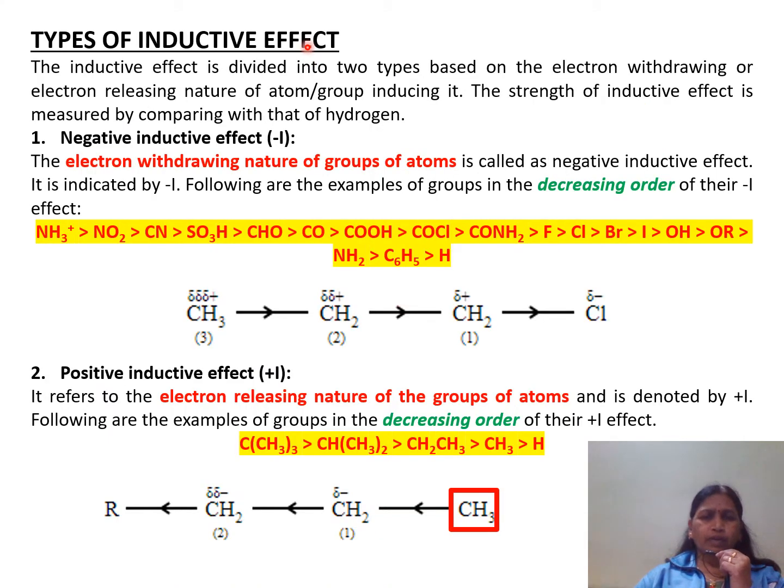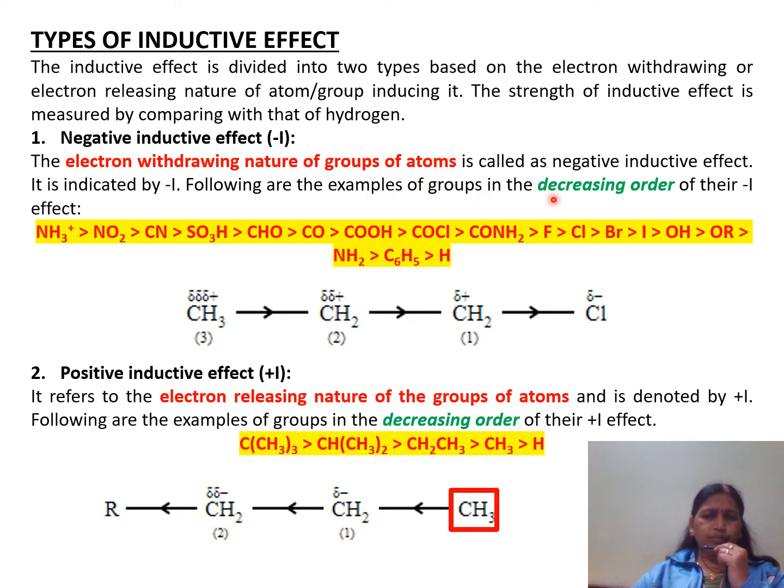Types of inductive effect, depending upon the electron withdrawing and electron releasing nature of the atom or the group. Inductive effect is of two types: negative inductive effect, the minus I effect, and the positive inductive effect, or the plus I effect. The minus I effect is due to the electron withdrawing nature of the group of atoms, and it is also called the negative inductive effect. It is represented by minus I.